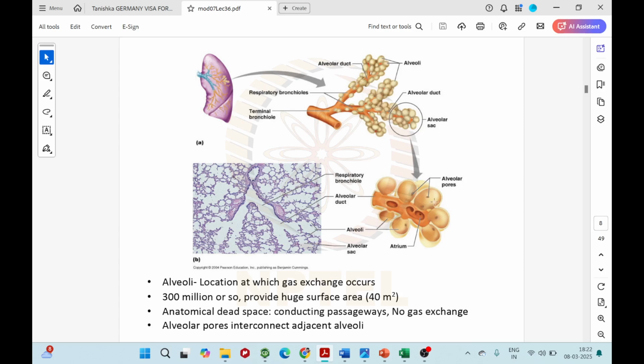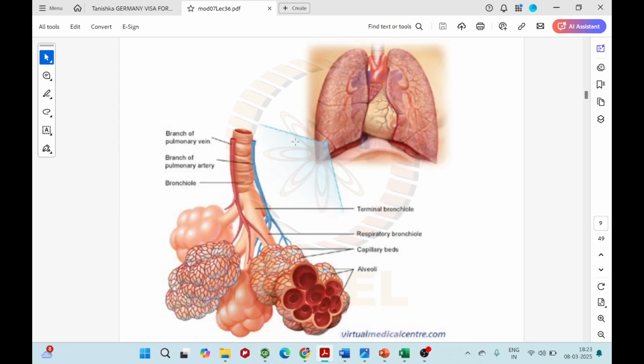Alveolar pores interconnect the adjacent alveoli. So you can see there are alveolar pores also present, so that adjacent alveoli can be connected. Yeah, this is again the same thing, the branches.